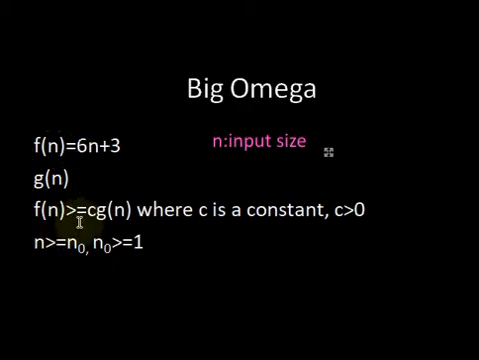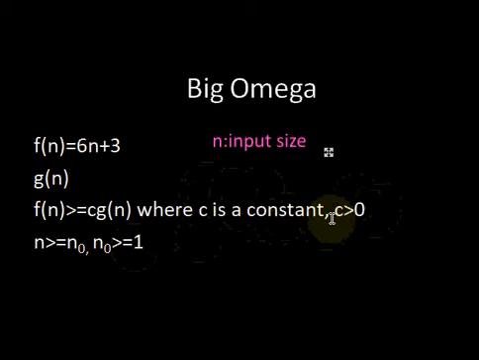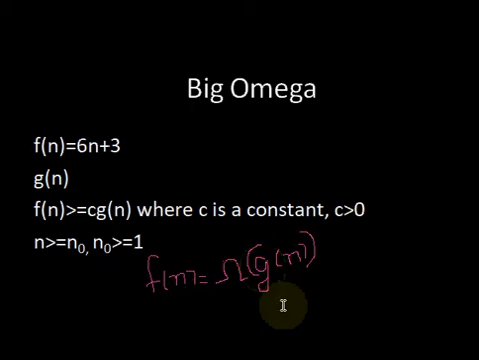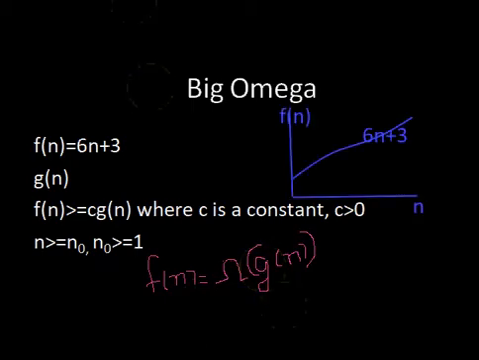equal to c into g of n for all values of n greater than or equal to n naught, where n naught is greater than or equal to 1 and c is a constant greater than 0, then we can say that f of n belongs to big omega of g of n. That is, consider the same function f of n equals 6n plus 3.